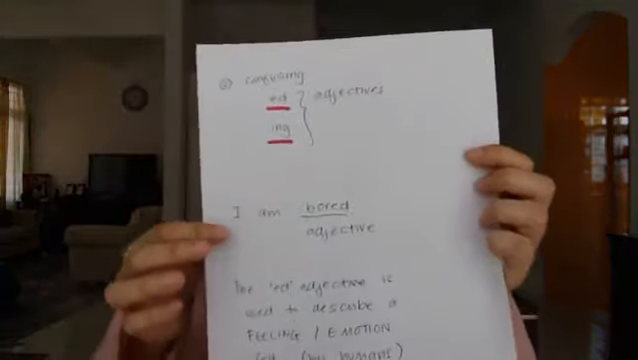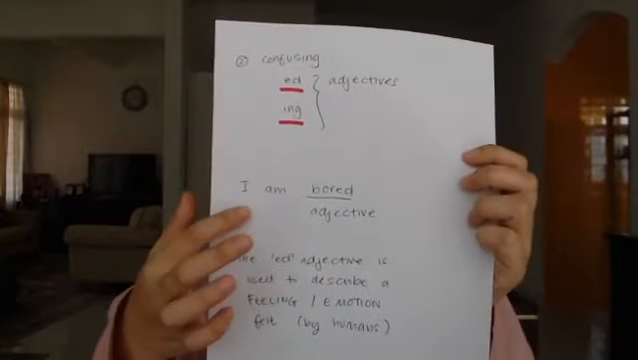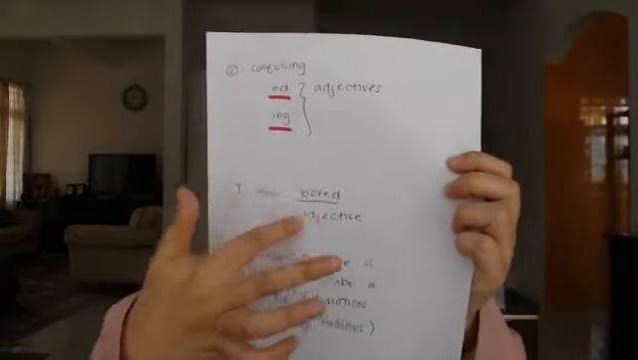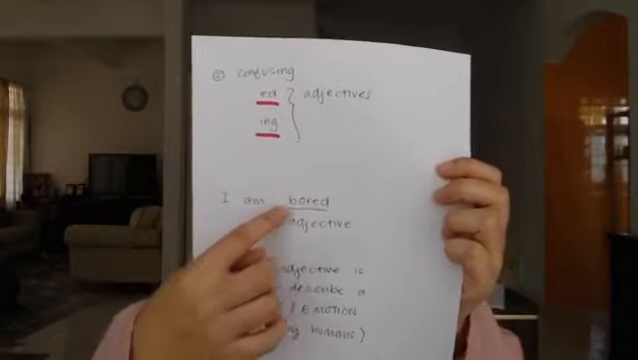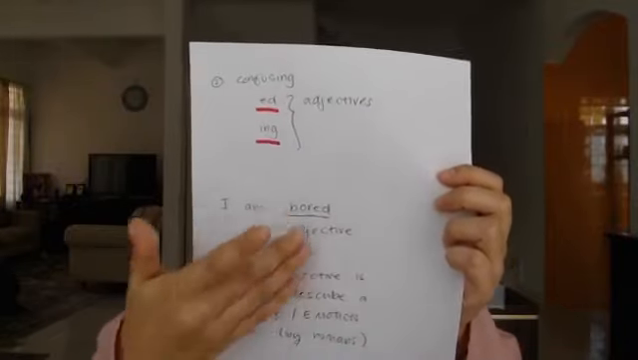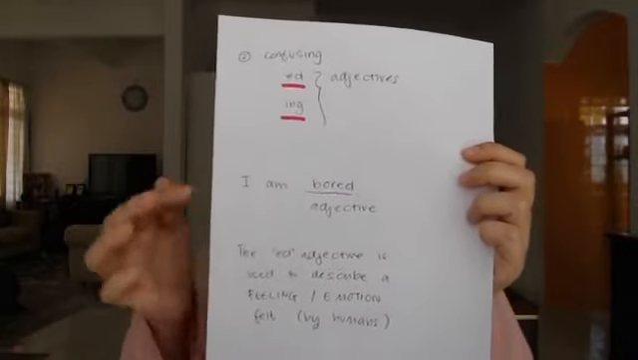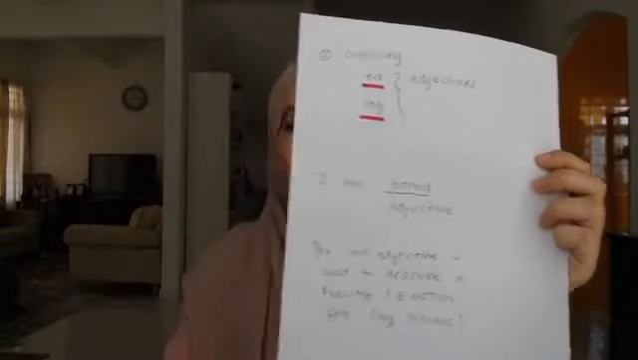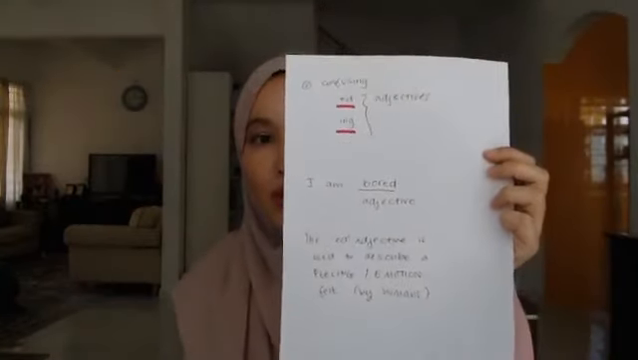So we have established that we need, I am bored. We need a linking verb, and then we need an adjective. But which adjective do we use? Do we use the ed one, like I am bored, or do we use I am boring? That's the issue, okay? So let me just express what the ed adjective is first.